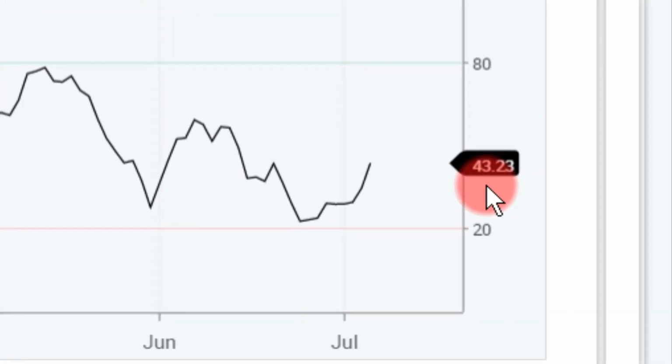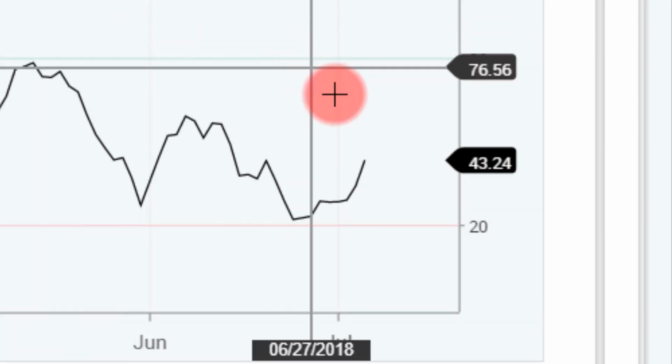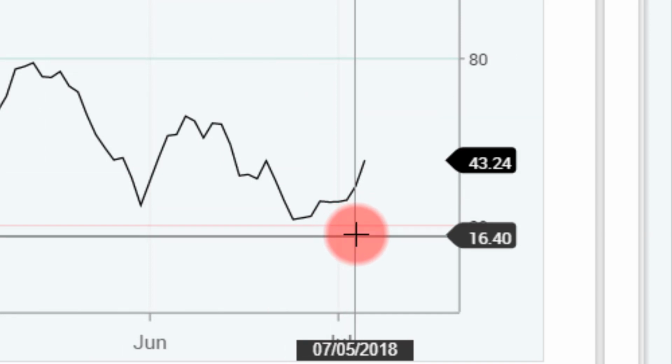Right now we're at 43.23. Why the difference? Well, it's because I'm not including today's data. Let's take a look here. I'm going to bring up the crosshairs and we'll line it up here. So again, today is the 6th. So there's the 5th. There's from yesterday.